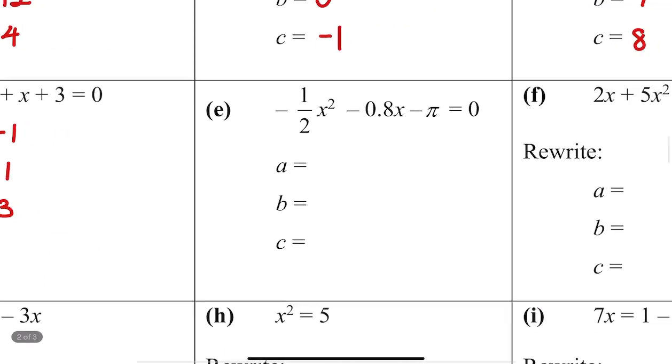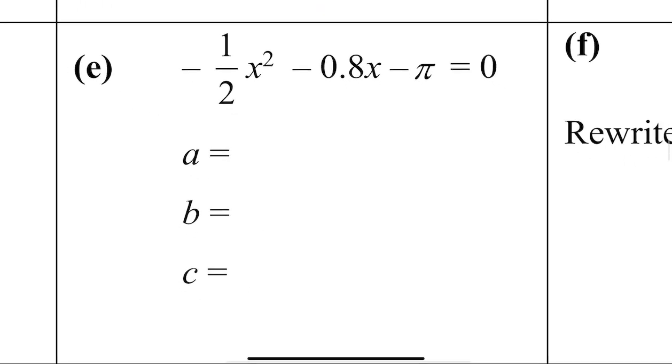Now let's look at part E. You can simply identify over here your x squared, your coefficient of x squared is negative half. So you write A to be negative half. B is this number over here including the sign. This is negative 0.8.